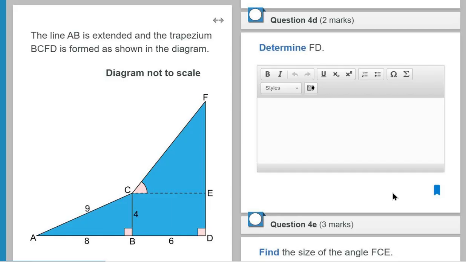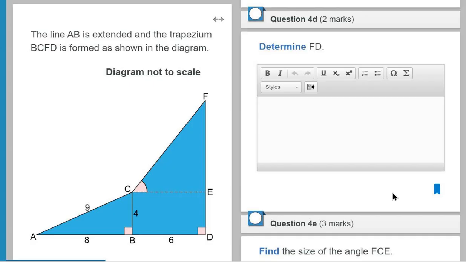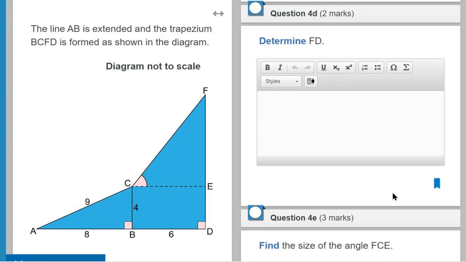The line AB is extended, and trapezium BCFD is formed as shown in the diagram. Determine FD. FD is this value, right? FD, the entirety of this. This is ED, which is 4. This is 6. How do we do that?